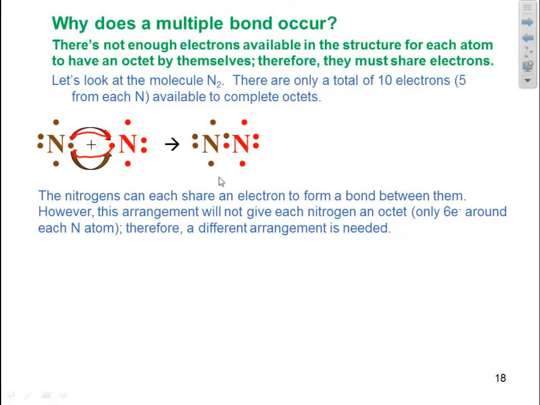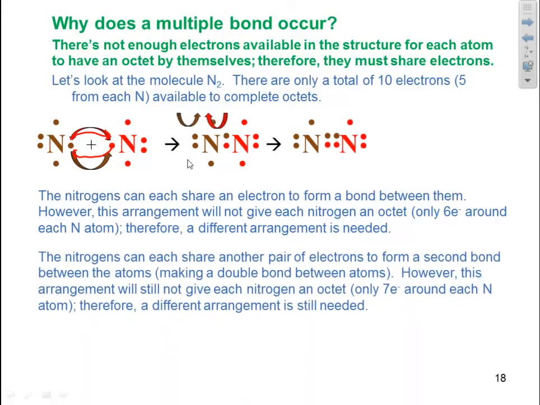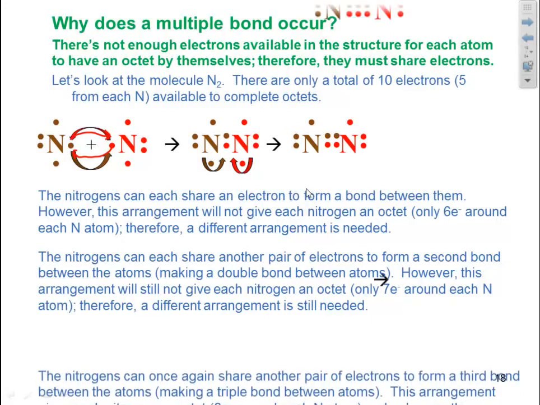So what's going to happen is they're going to have to share more electrons. Try a different arrangement. So we take 2 more electrons and share them. And we count our electrons. 1, 2, 3, 4, 5, 6, 7 around the nitrogen. And 1, 2, 3, 4, 5, 6, 7 around this nitrogen. They still do not have an octet around each of them, so we're going to have to do this again.